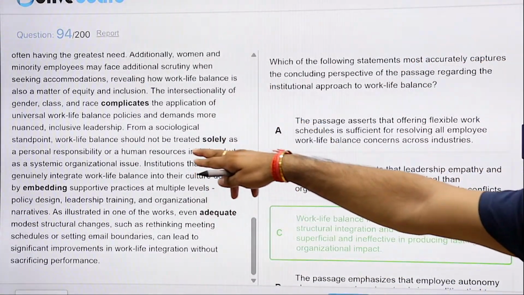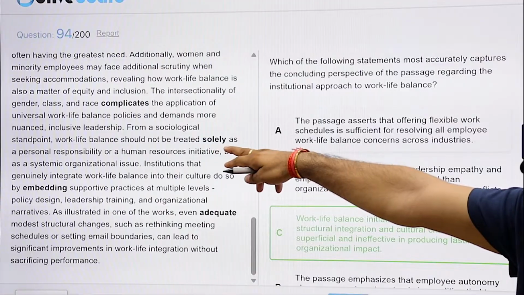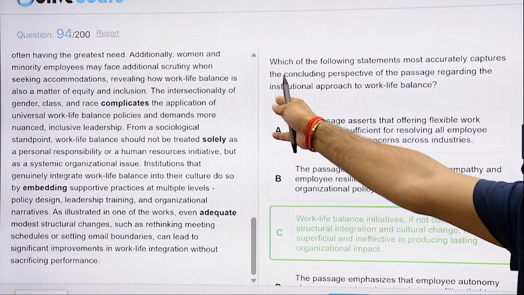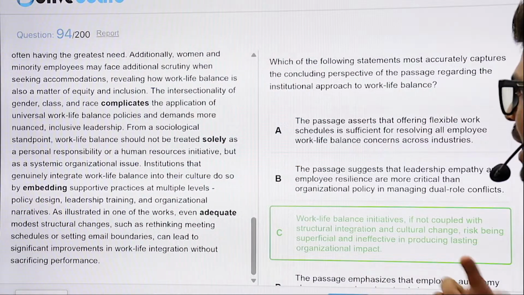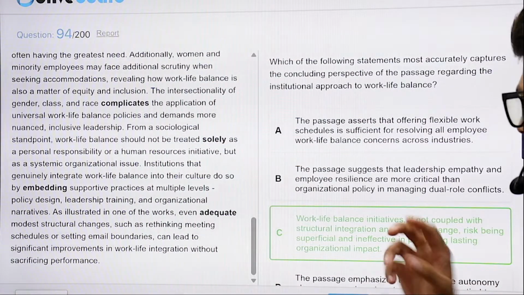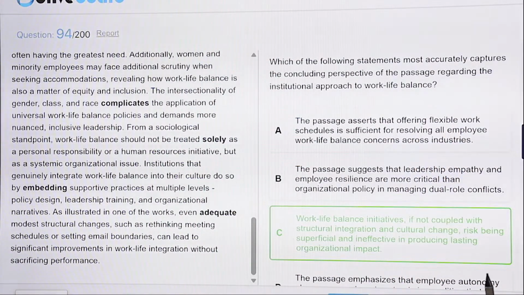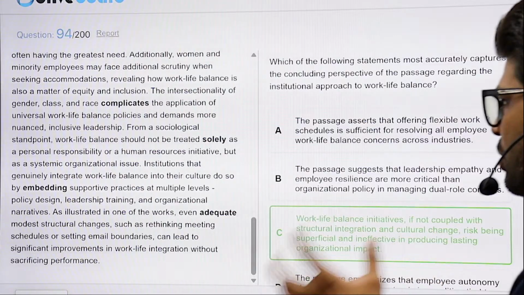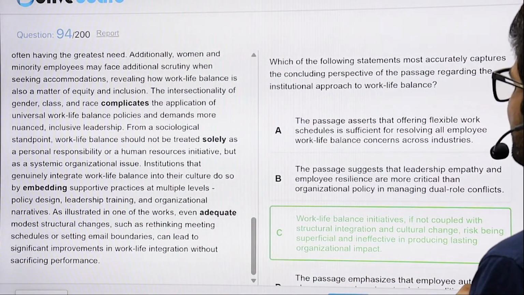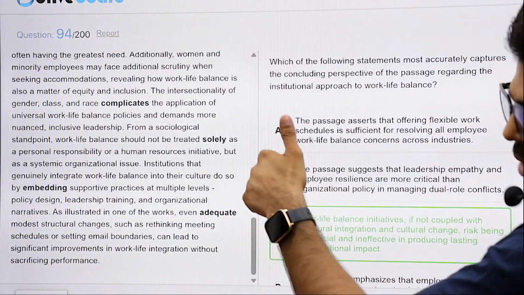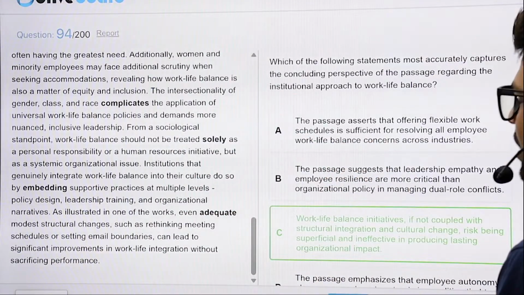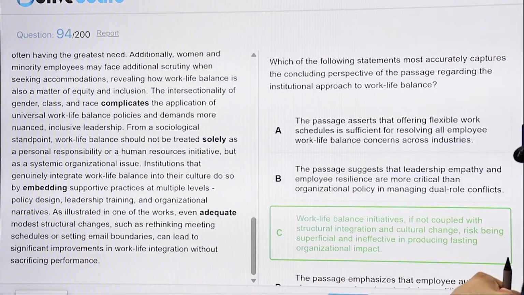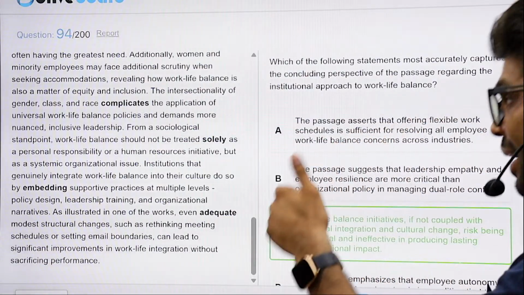So from a sociological standpoint, we can read from this. The intersectionality of gender, class, race complicates the application of work-life balance. A universal one, it demands more nuanced and inclusive leadership. From a sociological standpoint, work-life balance should not be treated only as a personal responsibility. They are not talking about any personal responsibility; all across the organization they are discussing, or taking into consideration, not a human resource initiative, but a systemic organizational issue.